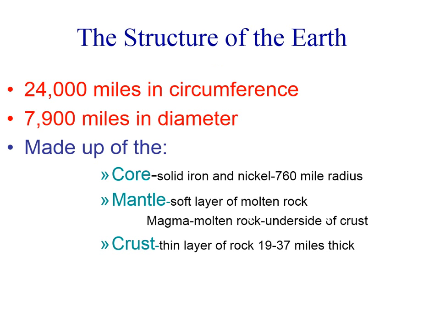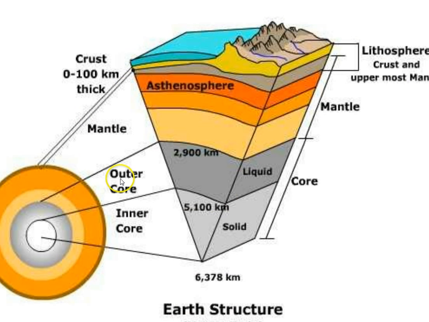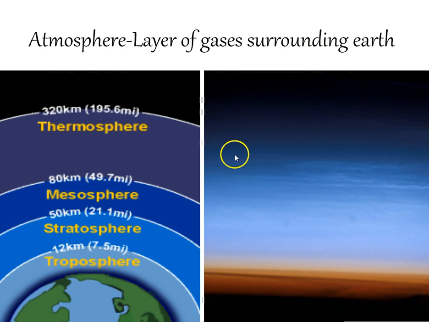The structure of the Earth is made up of 3 parts: the core, the mantle, and the crust. It's 24,000 miles in circumference, so it's a decent-sized planet compared to some, and obviously smaller compared to others. Here's an illustration of the core. You can see the inner, and here's the outer core. So all this is the core, followed by the mantle to the crust on the outer part. And here again, if you cut a triangle piece of pie out of Earth, you see the core here, the mantle, and here's the lithosphere up top.